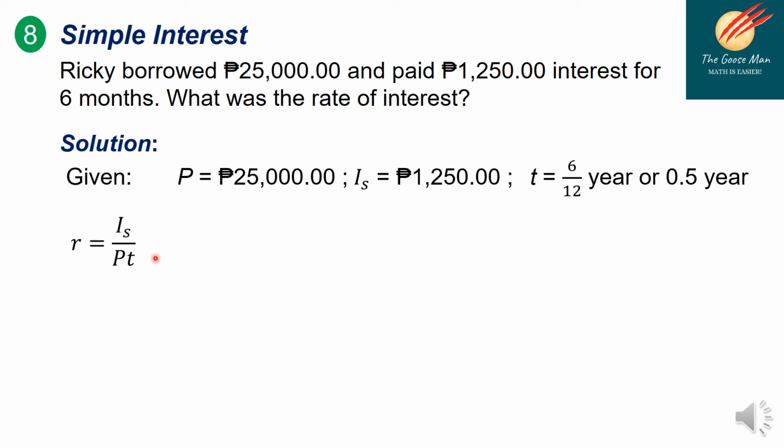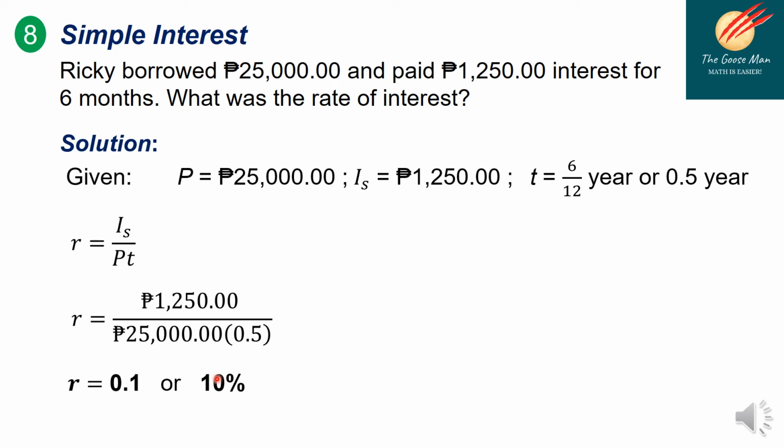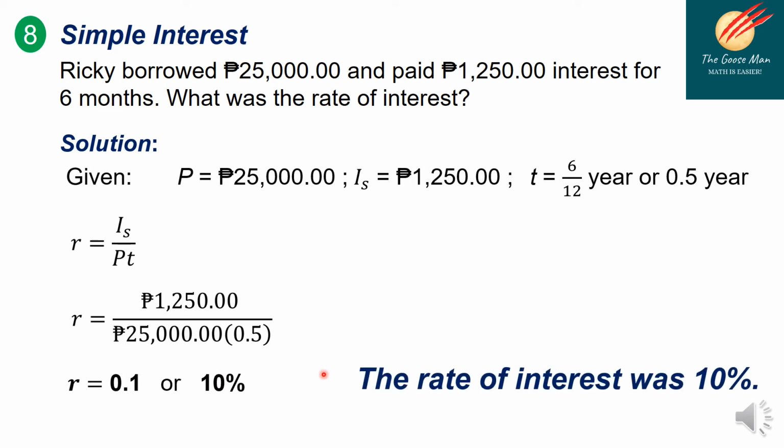Then simply substitute the values. So we have 1,250 divided by 2,500 times 0.5. So the rate is equal to 10%. So finally, the rate of interest was 10%.